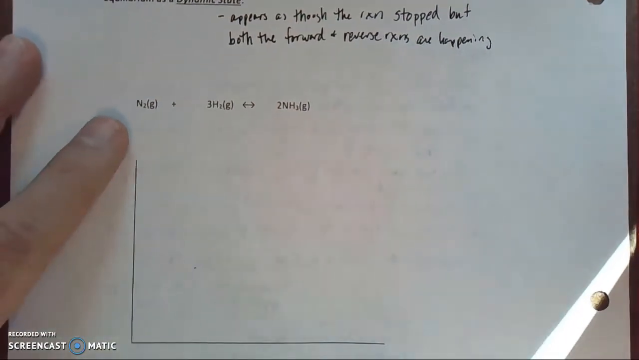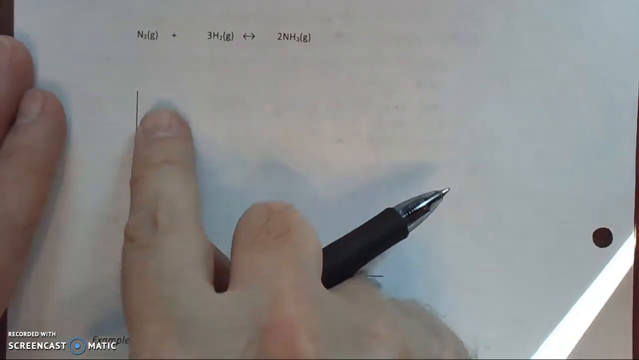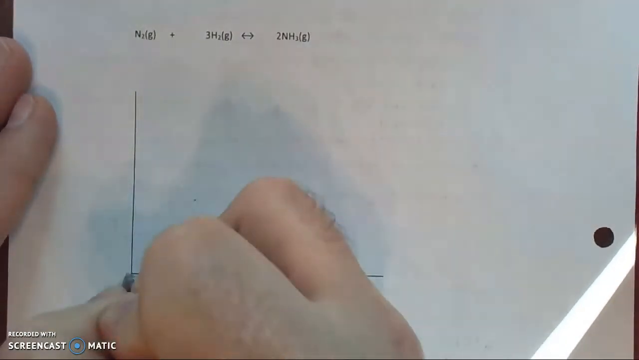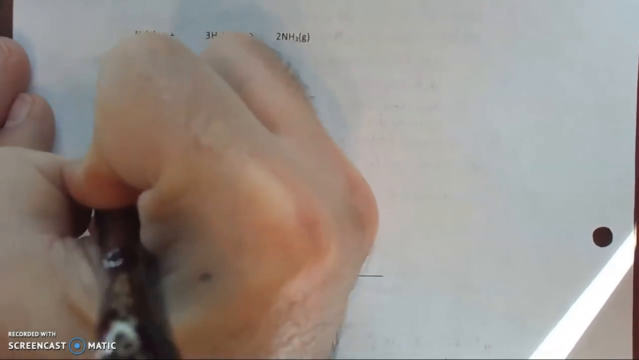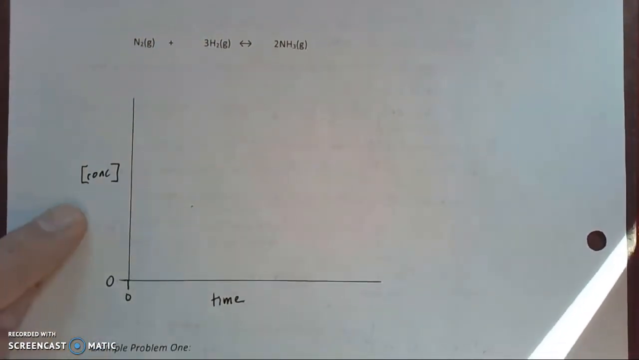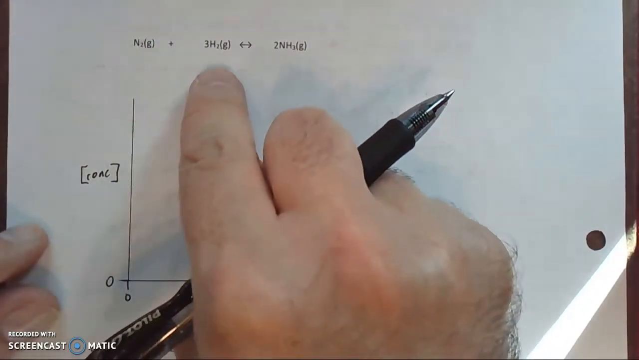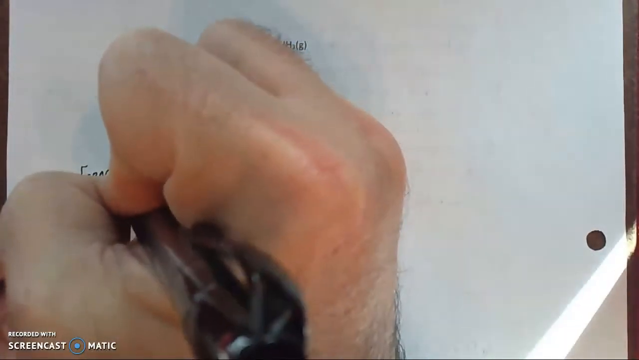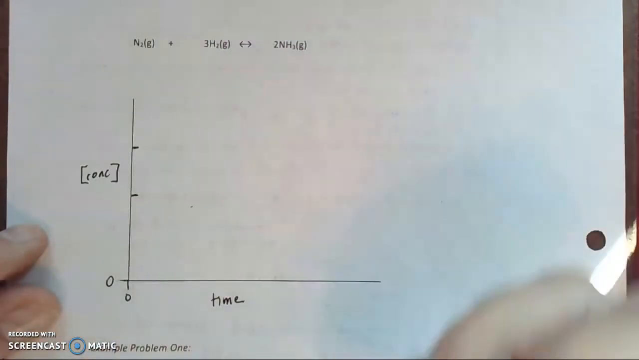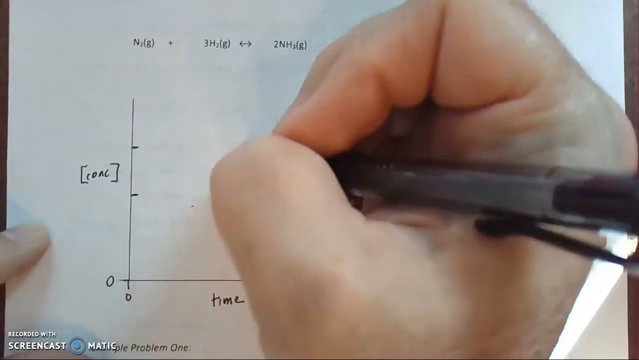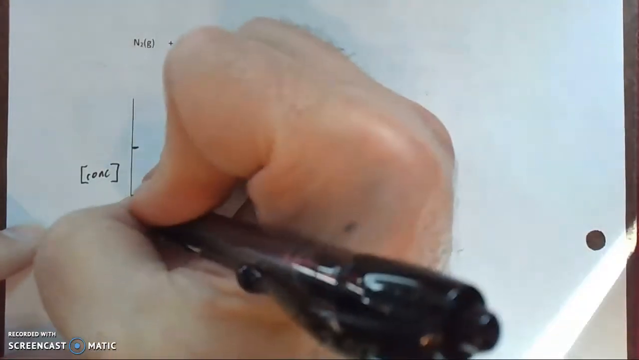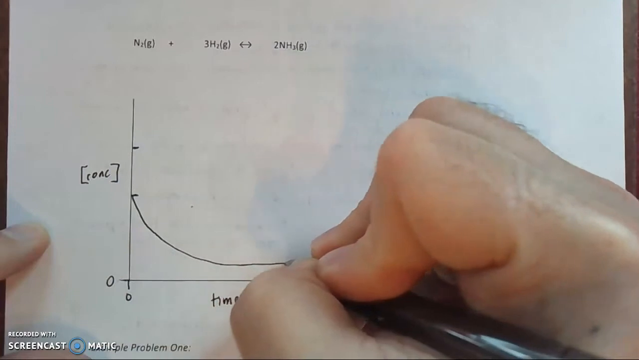So if we were to look at this equation and we were to graph this equation, we're going to start down here at 0, 0, the origin. And we're going to have time on the x-axis, and we're going to have concentration of the reactants and products over here. So we know that if we start with a certain amount of each one of these, our concentration is going to be maybe here and here. So over time, the concentration of the reactants is going to decrease until it levels out. So it would look like that.